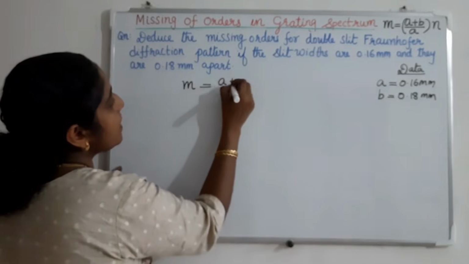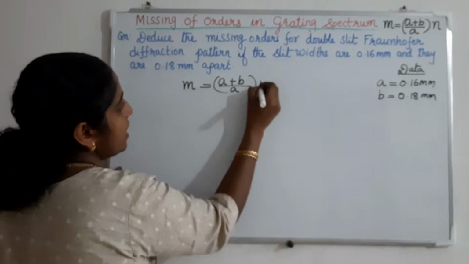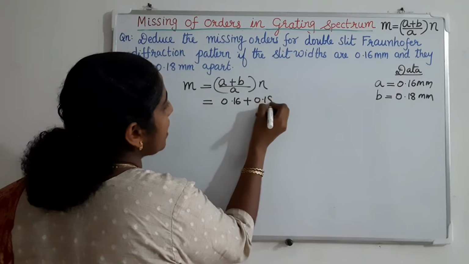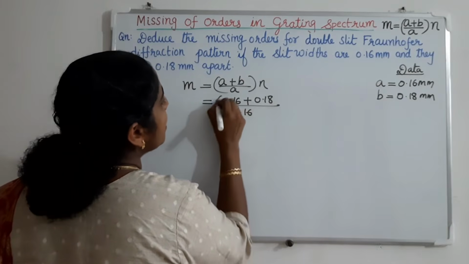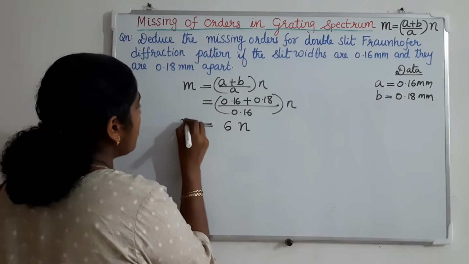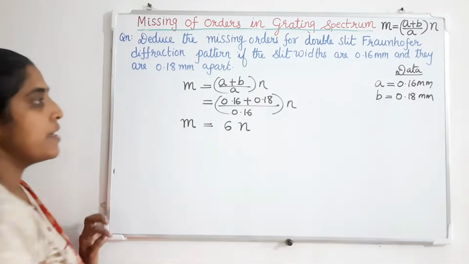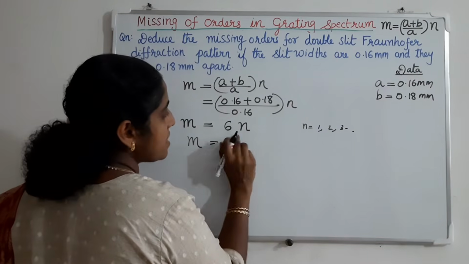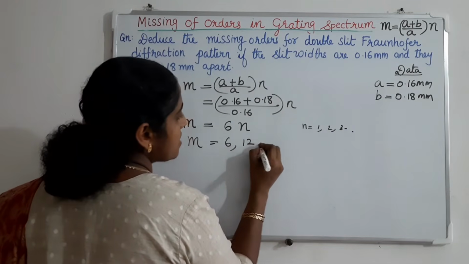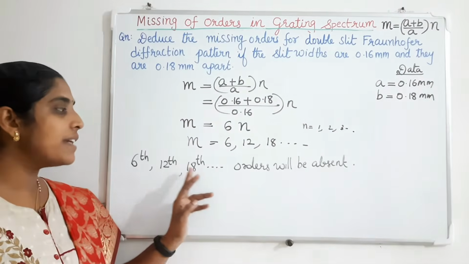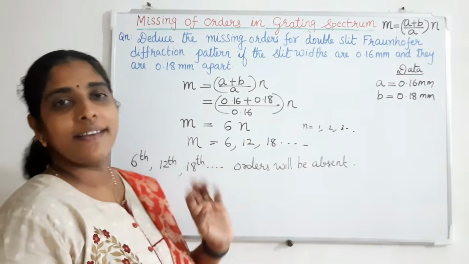Then the missing order m is equal to (a plus b) by a into n. On substituting the data, a is 0.16 plus b is 0.18, divided by a, 0.16, into n. On calculating, it is 6n. So the missing order m is equal to 6n, where n is equal to 1, 2, 3, etc. So m is equal to 6 into 1, 6, 6 into 2, 12, 6 into 3, 18, etc. So which orders will be absent? 6th, 12th, 18th, etc. orders will be absent for the given data.